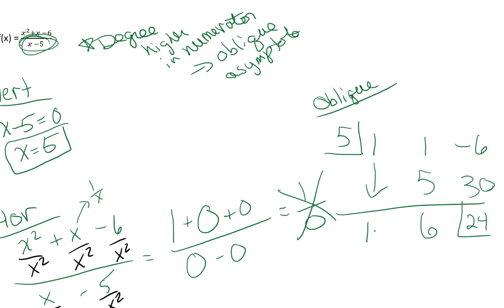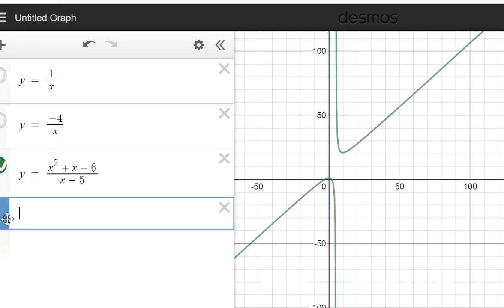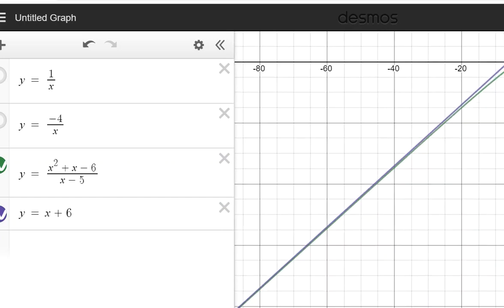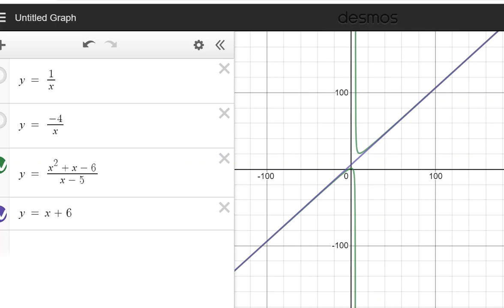If you fill this in, this is x plus 6 with a remainder. We are going to use the asymptote y equals x plus 6. We're going to ignore this remainder for right now because this will be pretty accurate. And I want to go back to the graph and put in y equals x plus 6. You can see that that's pretty accurate for where that asymptote is. The green is approaching that line. Again, that's called oblique. We're going to use these to help us graph these by hand later on.